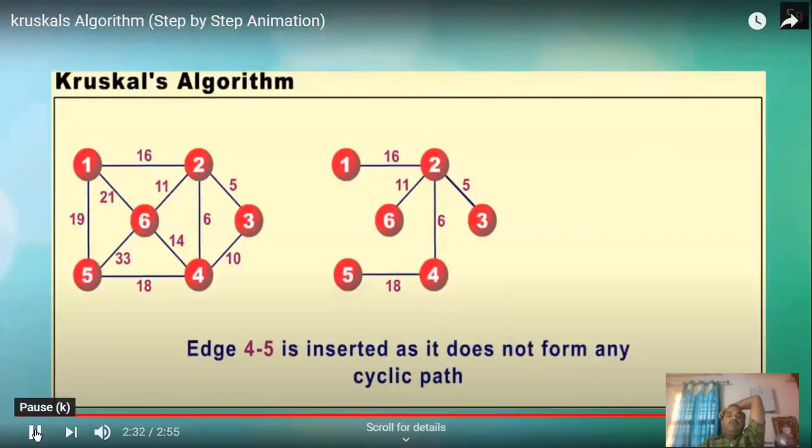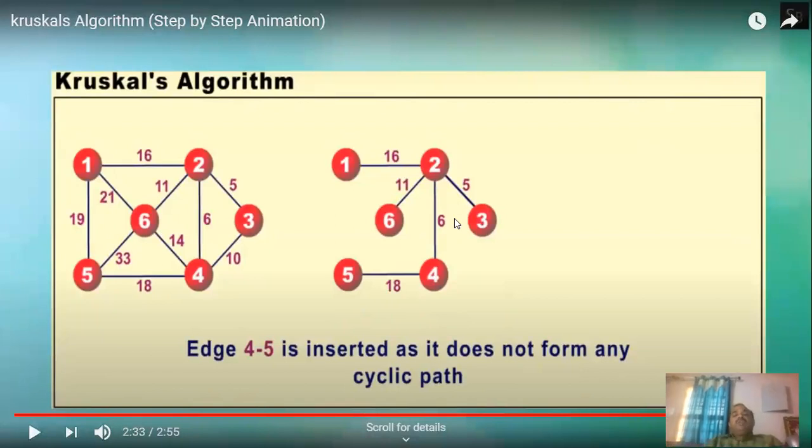So simply, this is the minimum cost spanning tree using Kruskal's algorithm. Understood all of you? Here, starting with the lowest cost edge to the highest cost edge, it should not be a cyclic form. If it is a cyclic form, then reject the edge. Clear all of you? So here lowest 5, 6, then 11, then 16 and 18, in increasing order. Yes, all of you? Then this is Kruskal's algorithm. Understood all of you?